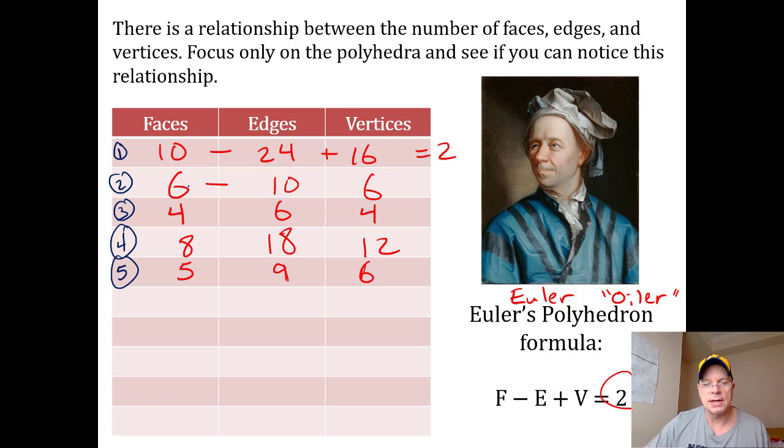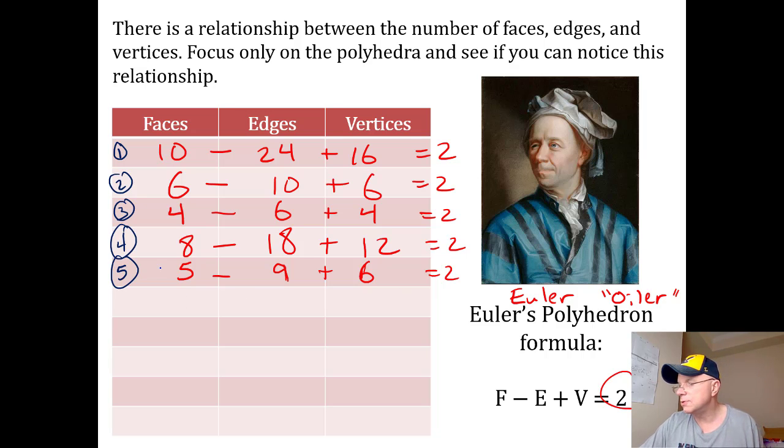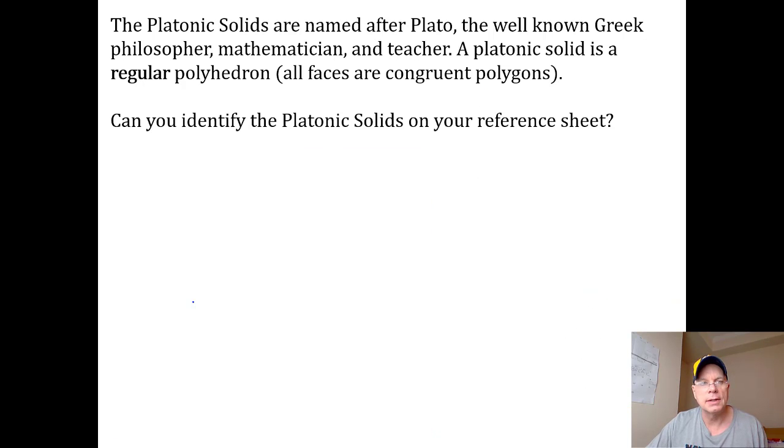6 minus 10 is negative 4, and negative 4 plus 6 is 2. 4 minus 6 is negative 2, and negative 2 plus 4 is 2. 8 minus 18 is negative 10, but when you add positive 12 to negative 10, you get 2. 5 minus 9 is negative 4, but negative 4 plus 6 is also 2. And so you can use that formula to check your work, and you will be using that formula to check your work. I'll show you what I mean in a minute.